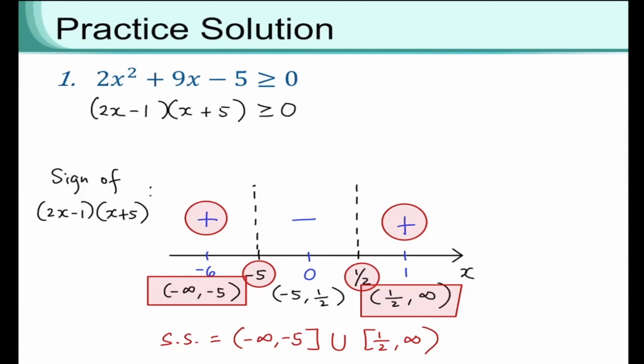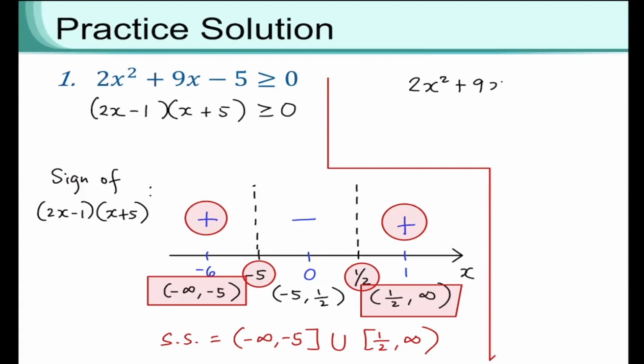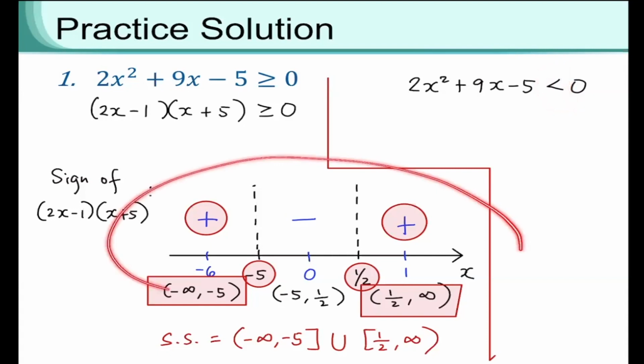So what if we're given an inequality where, instead of greater than or equal to 0, it is less than 0? So you have here 2x squared plus 9x minus 5 less than 0. So in this case, it is strictly less than, okay? We have the same sign graph here.